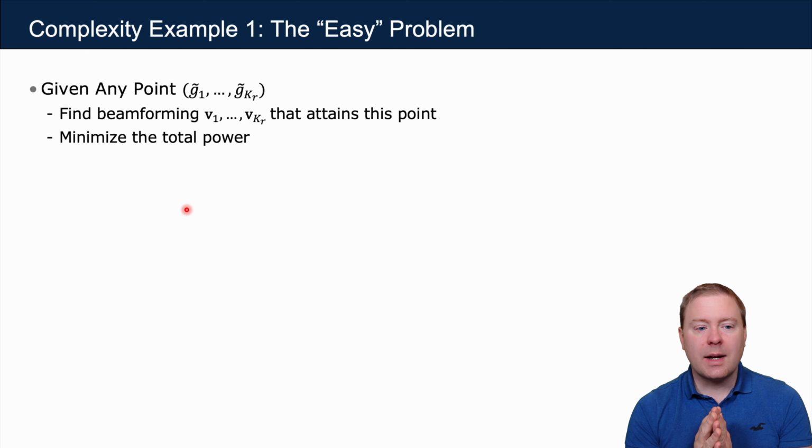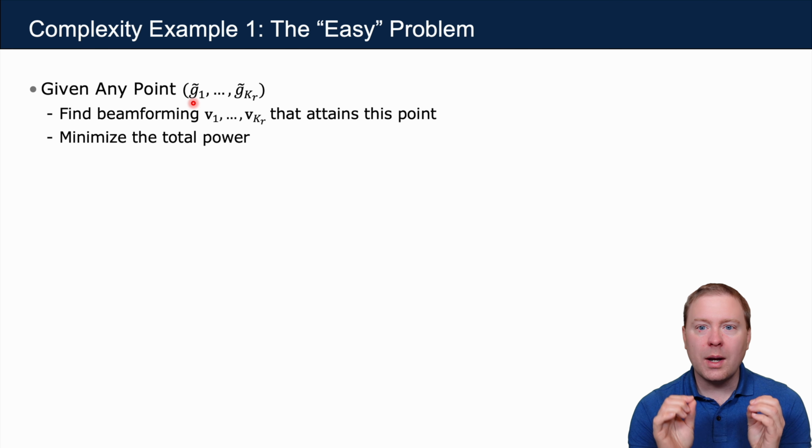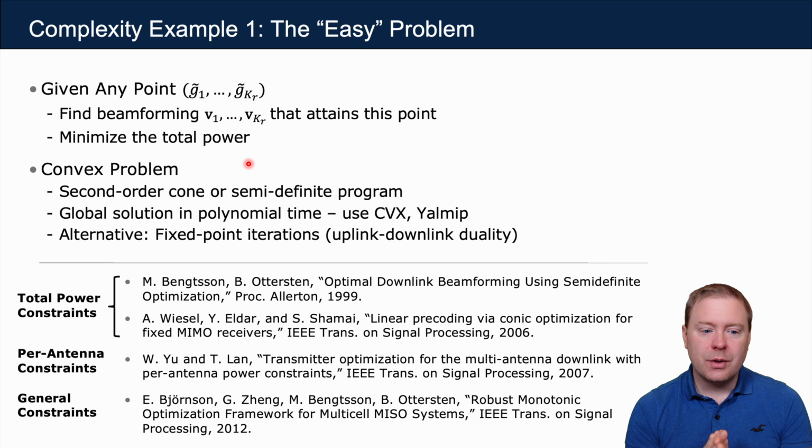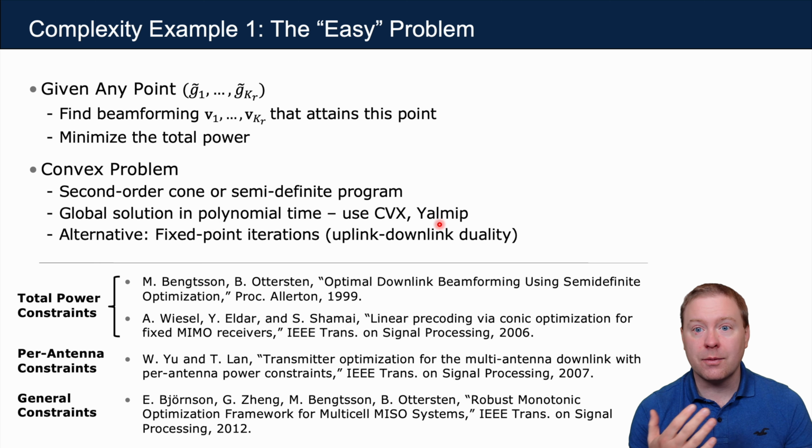So the first example is the easy problem, which means that we are given one performance value that we would like every user to have, G̃1 to G̃K. And the problem is to find one beamforming solution that attains this point and minimizes the total power while doing that. And this turns out to be a second-order cone or semidefinite program. And you can find the global solution in polynomial time. You can even use some implementations such as CVX or YALMIP to find it.